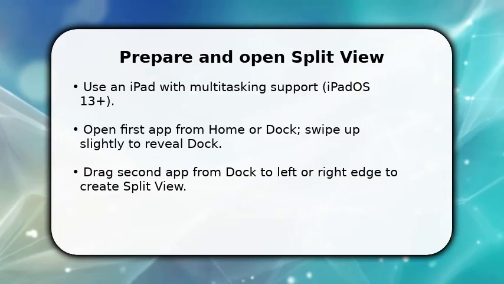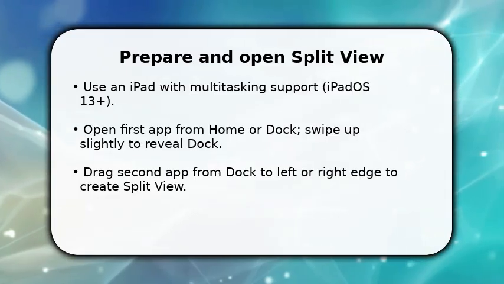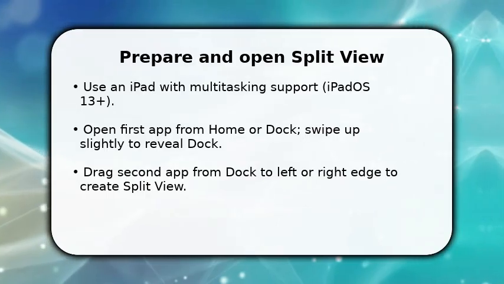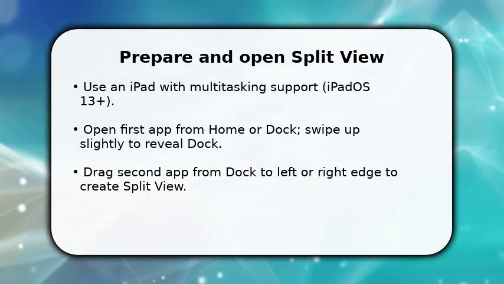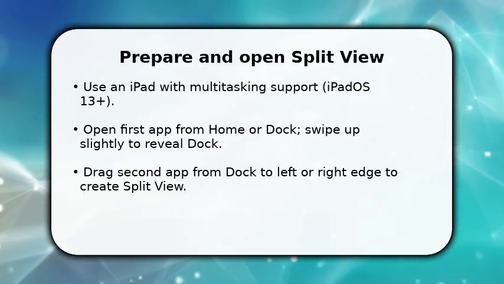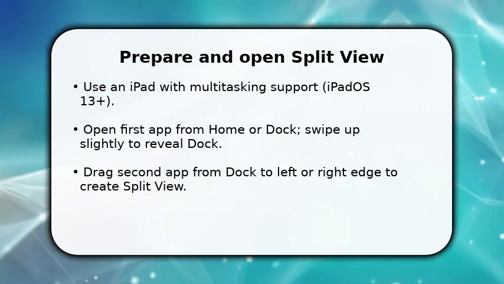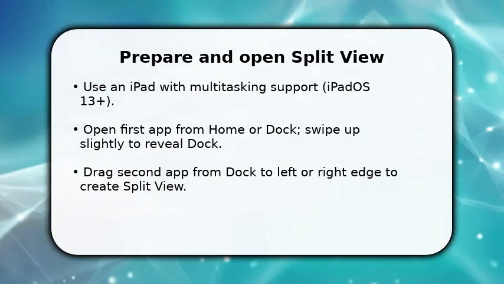You start with an app already open. This makes split view immediate. Swipe up slightly from the bottom to reveal the dock, then drag a second app icon toward the left or right screen edge until a black bar appears. That creates split view. Once done, make sure to adjust the divider to allocate space where you need it.